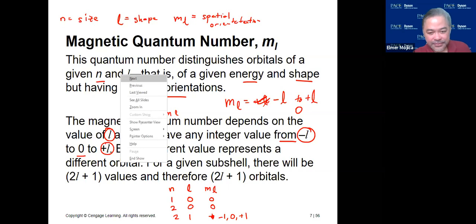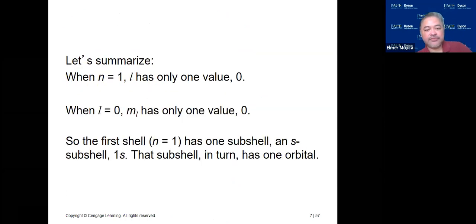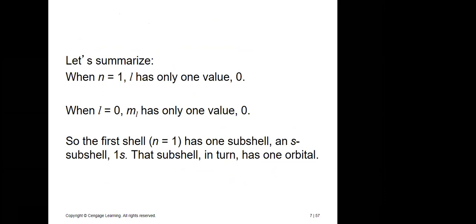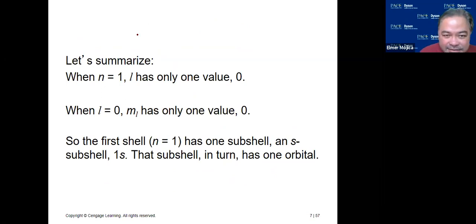Okay. So let's try to work on here. When you have N equals 1, the only value of your L is 0. If you only have a value of 0, that means your M sub L is also equal to 0. Make sense? Okay. So what does it mean? Your 1s is 1 orbital. If you look at the quantum numbers of that, it will be 1, 0, 0. So 1, 0, 0 describes the 1s orbital.